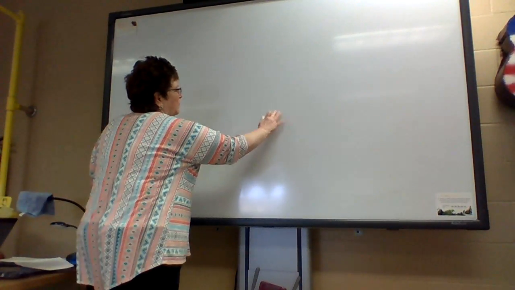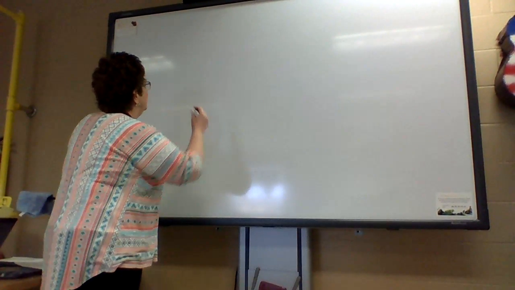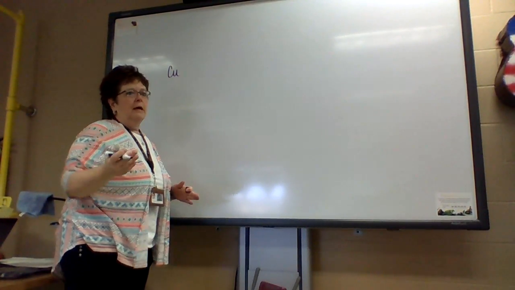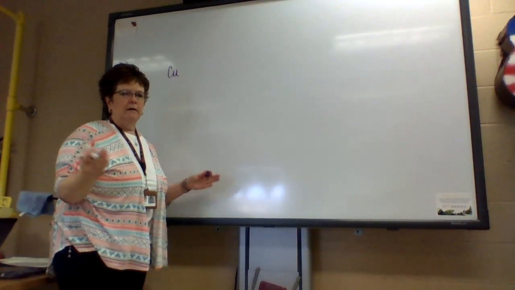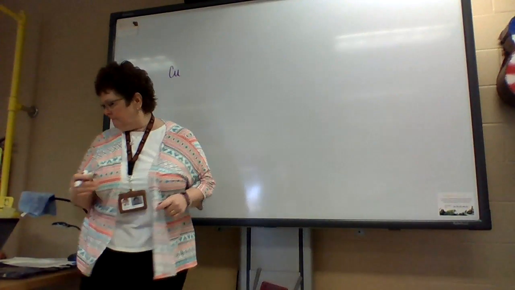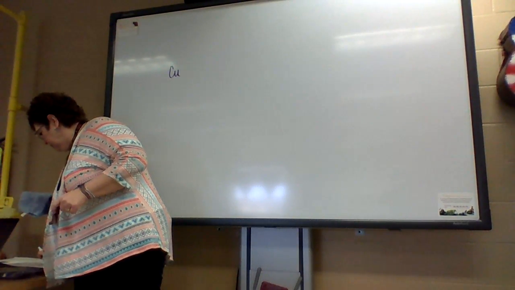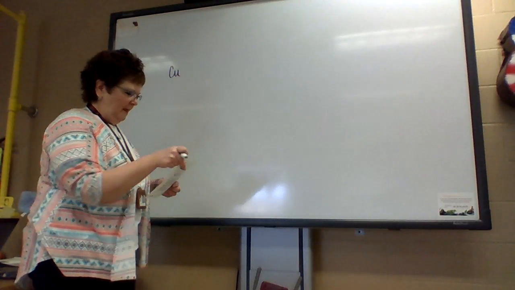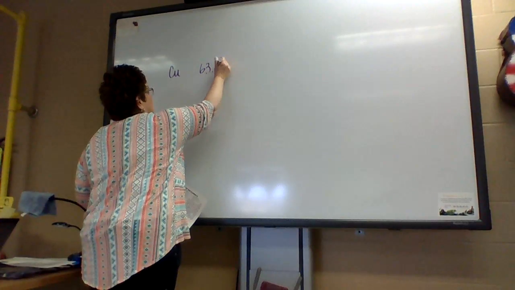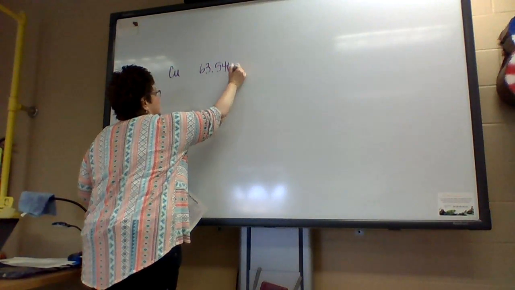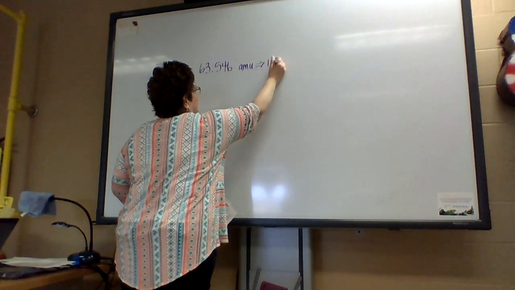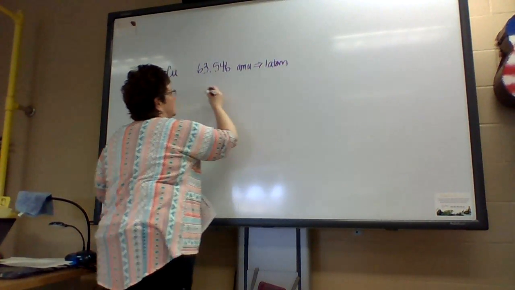When we were working before, if I had copper, I would go to my periodic table and say copper has a mass of, and you would tell me by utilizing your periodic table, copper would have a mass of 63.5461 per atom, versus 1 mole.